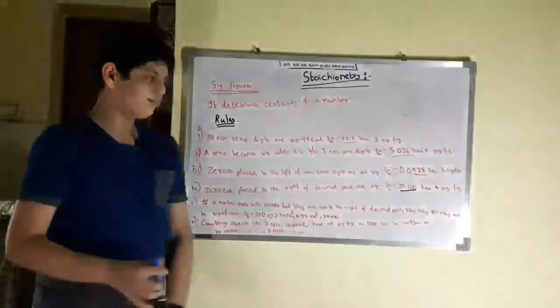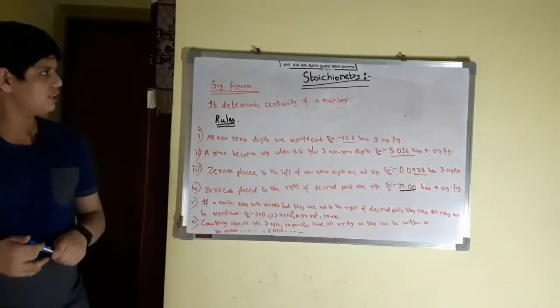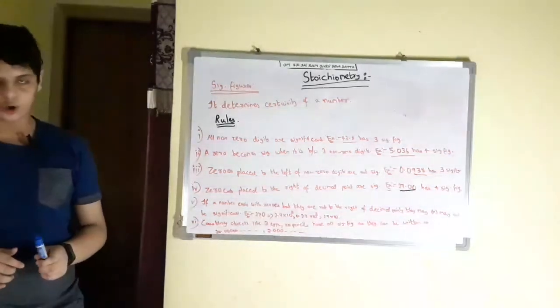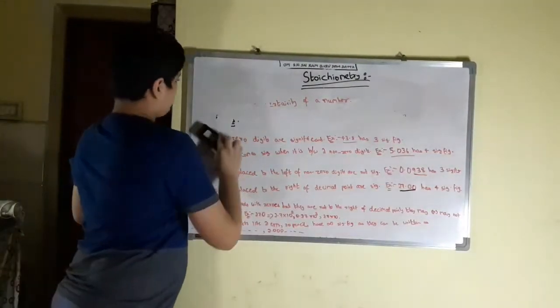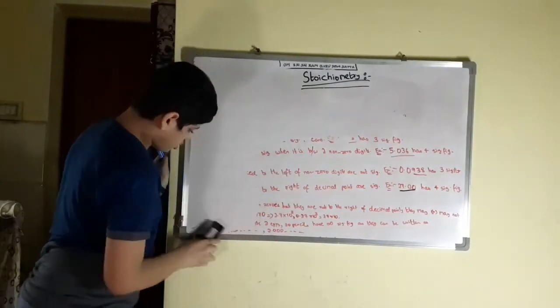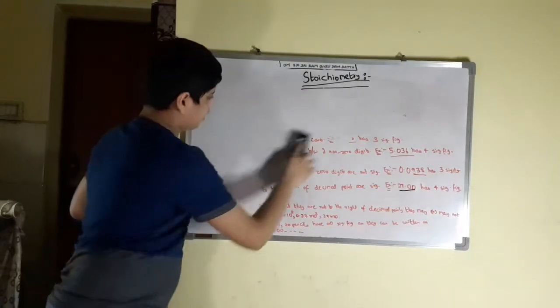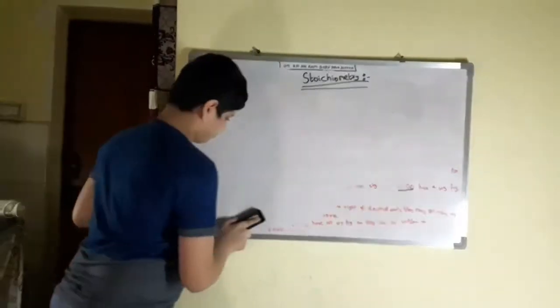Most of them are non-zero digits, so please make a note of this or copy this. Then we will move on to laws of chemical combination. I hope you have made a note of it. In this video we will discuss only the concept part. In the coming videos we will discuss sums on all kinds of topics.